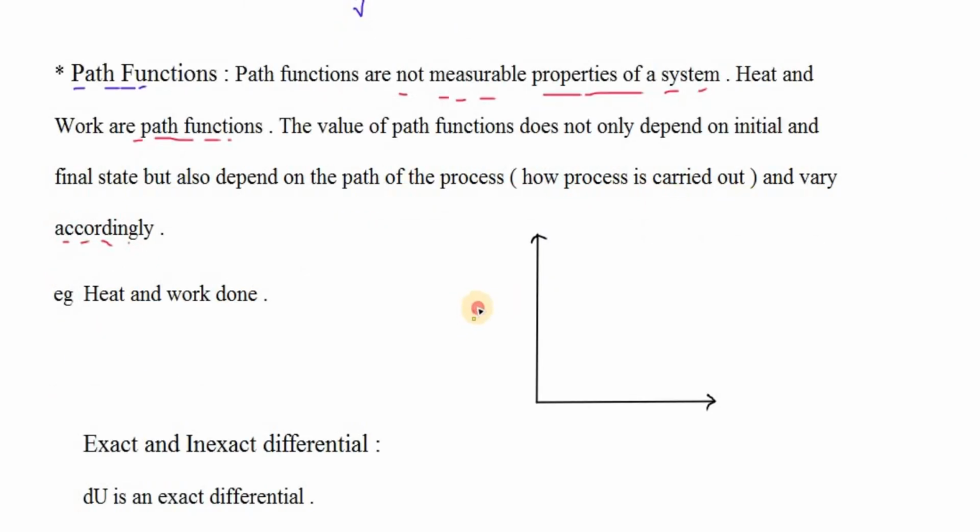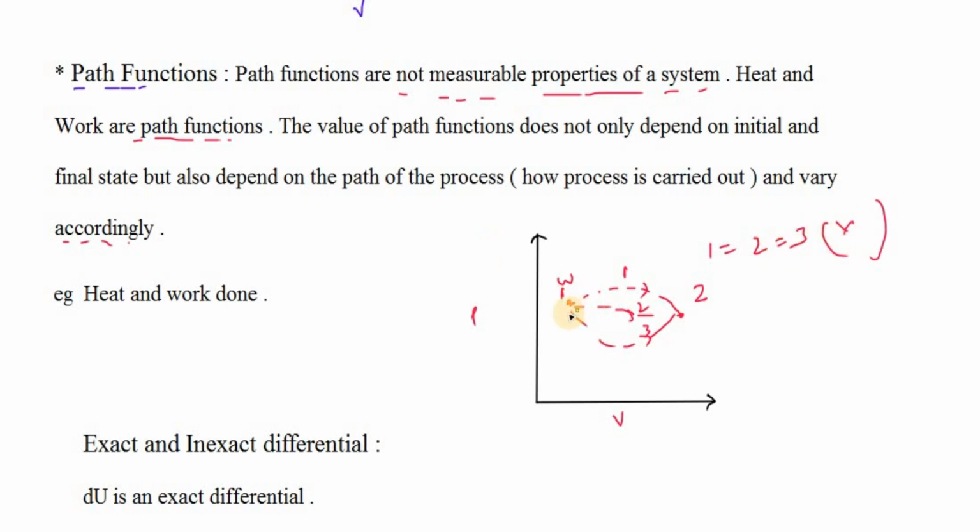Again, if we consider a PV curve, now we have three different paths going from state 1 to state 2. This is the first process, this is the second path, this is the third process. Can we say that the value for 1 will be equal to 2 equal to 3? No, that is not equal, because this is a path function.